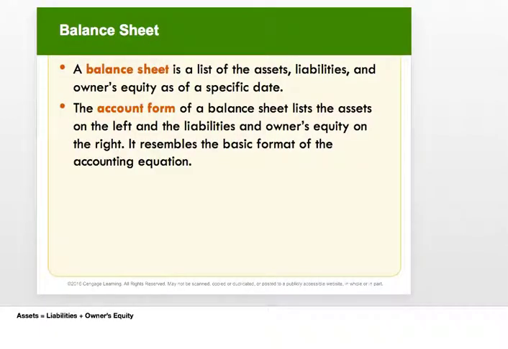The next financial statement we're going to look at is the balance sheet, and I'm moving over the formula so you can see that. And you've seen this before. The formula for the balance sheet is the accounting equation. Assets equal liabilities plus owner's equity. It is a list of all your assets, liabilities, and owner's equity as of a specific date. It's said to be a snapshot of all your assets and liabilities and equity on a certain day of the year. The account form is what we're going to learn first, and you'll see what that's going to look like next.